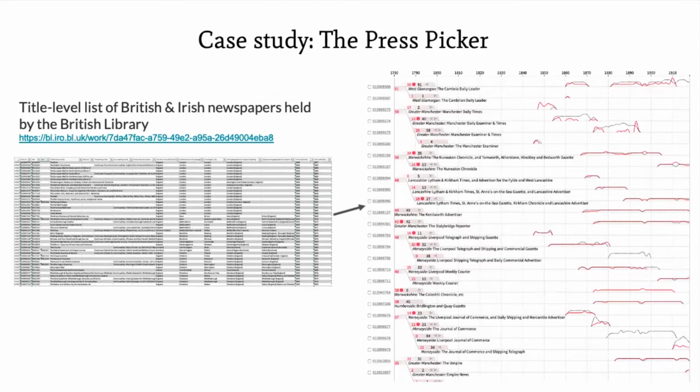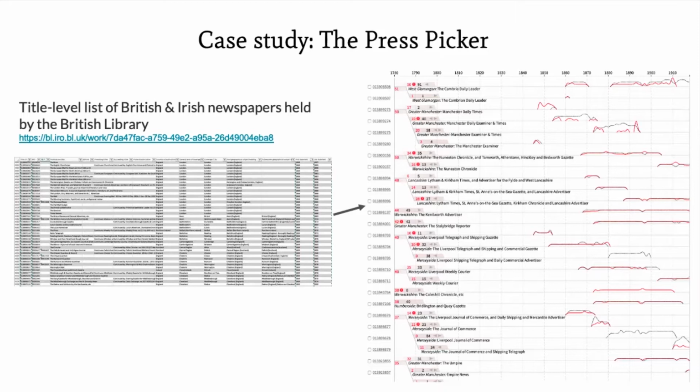And the reason that we developed Press Picker was to help us make decisions about which newspaper titles we wanted to digitize. We had some budget to digitize some newspapers. We knew that if we were going to digitize a newspaper title, we wanted to digitize every issue.